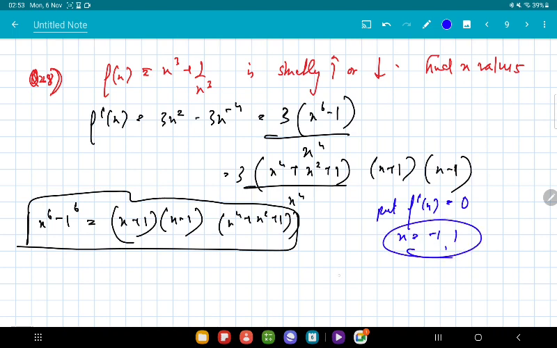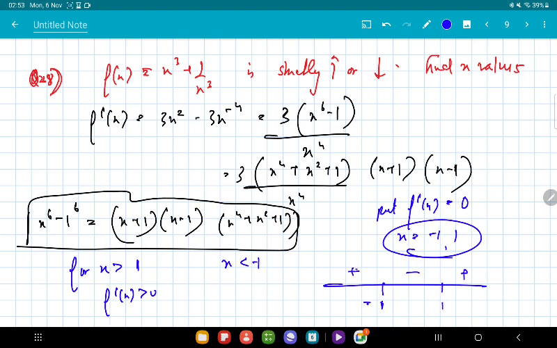So for x greater than 1, you can do it on the table also. f dash of x will be greater than 0. For x less than minus 1, minus 1 to 1, and greater than 1, the signs are positive, negative, positive. So for x less than minus 1, f of x is increasing. So this will be your answer. Here you can check the intervals where f of x is strictly increasing or strictly decreasing. Yeah, this power portion is important.